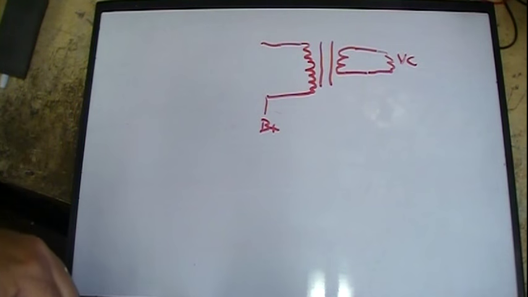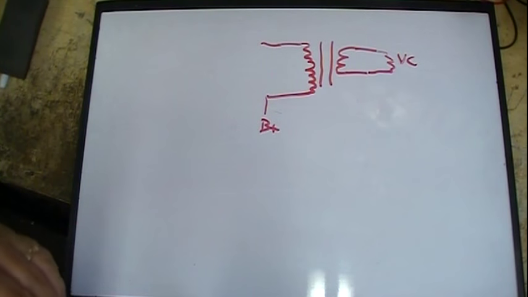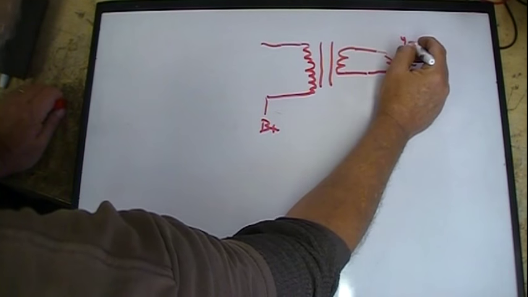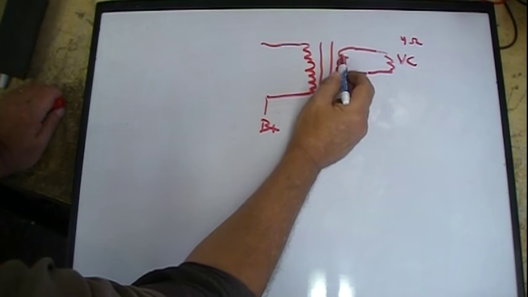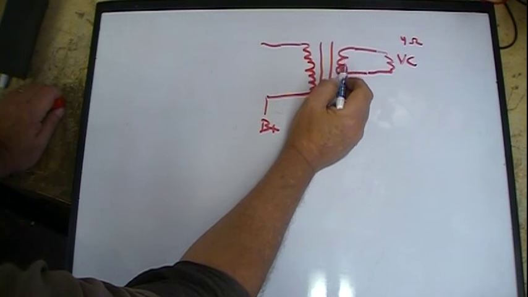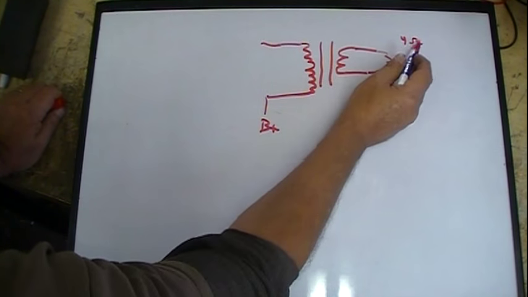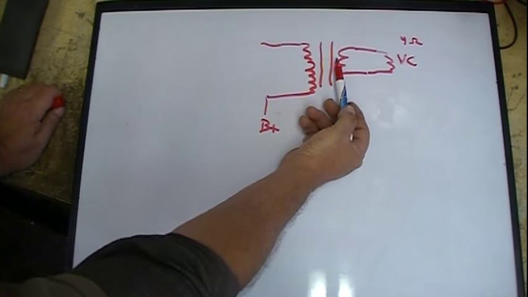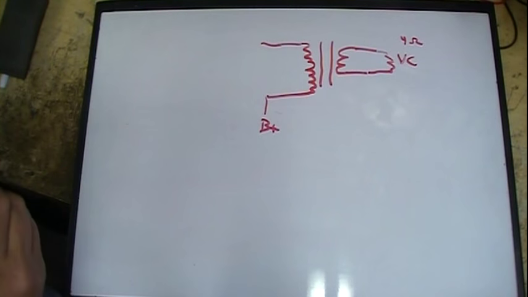Because modern-day speaker voice coils generally are 4 ohms or higher. If you figure 4 ohms here on the voice coil, that reflects through and creates an impedance here on the secondary. The secondary sees the same thing as 4 ohms here. That actually reflects back through the transformer to the primary.